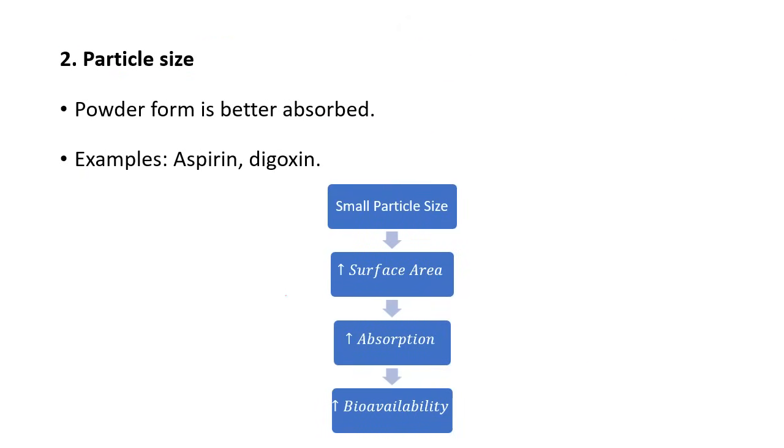So the next factor is particle size. Smaller the size, faster the absorption and bioavailability. Hence, particle size is inversely proportional to surface area. So, powder form is better to absorb. Example is aspirin and digoxin.